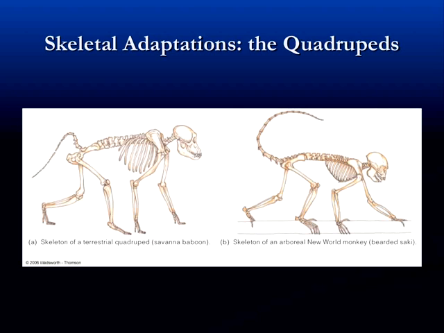Vertical clingers and leapers have even lower intermembral indices than we do. Their legs are even longer proportionally to the length of their arms. They have little tiny arms like this, which is why if you ever see a sifaka on the ground, it has to walk like this, or actually kind of skips. It goes like this because it can't reach down with its arms because its arms are so short and its legs are so long, right?